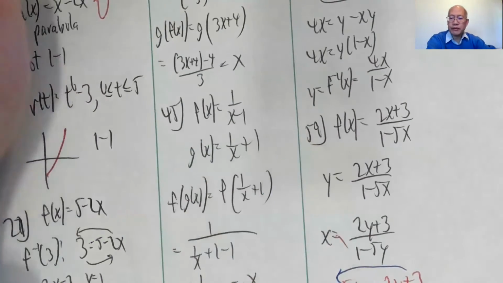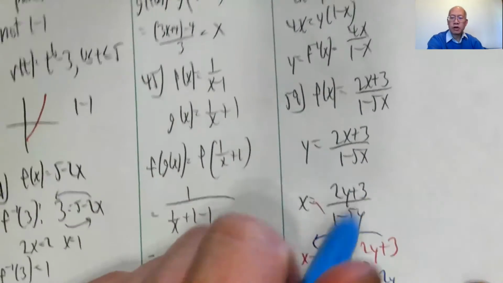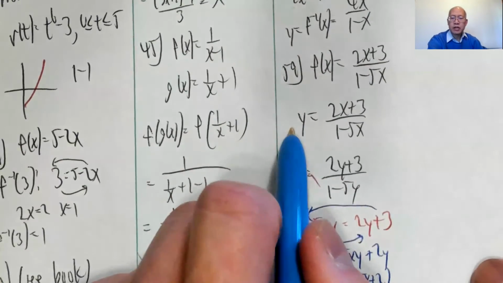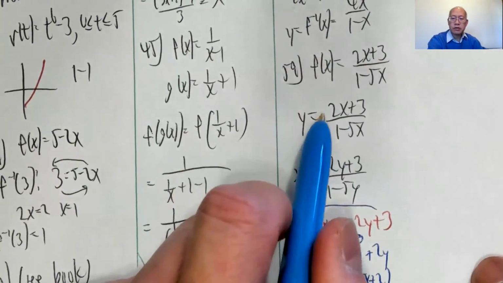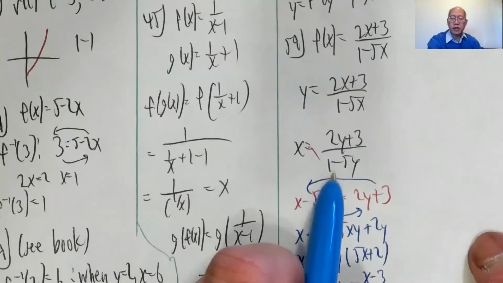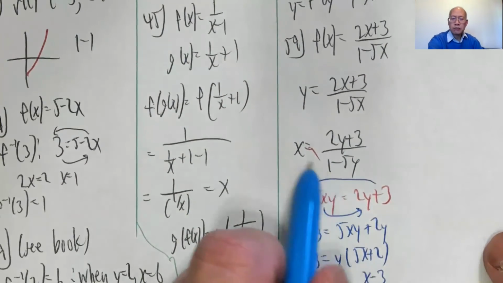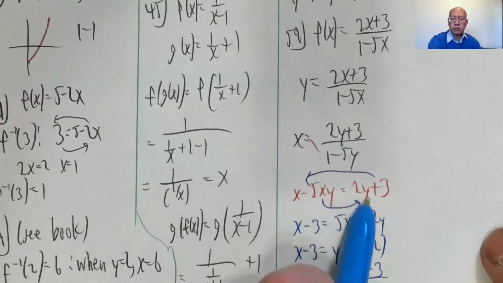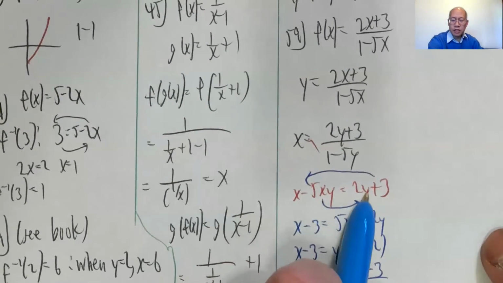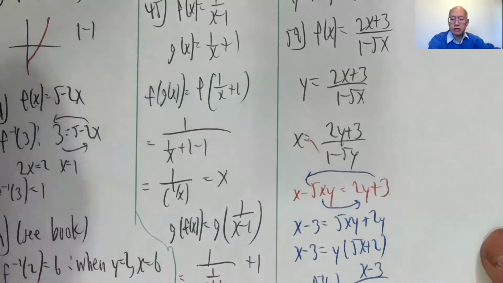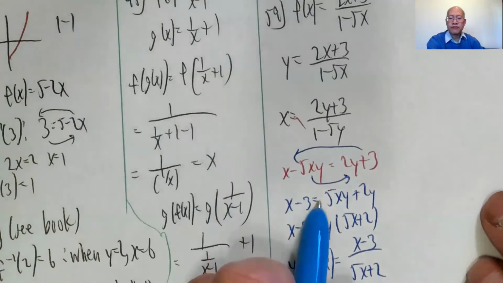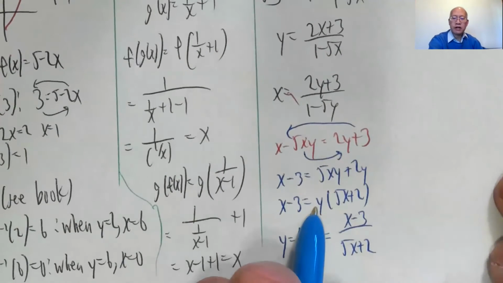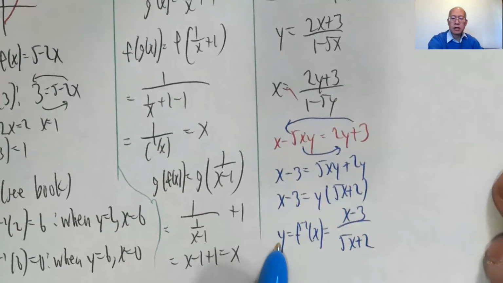59, find the inverse of f of x equals 2x plus 3 over 1 minus 5x. So call it y. Switch x and y. x equals 2y plus 3 over 1 minus 5y. Solve for y. Multiply both sides by 1 minus 5y. x minus 5xy equals 2y plus 3. Move this over here to get the y's on the right side. Subtract the 3. x minus 3 is 5xy plus 2y. Factor out the y and then divide by the factor. So y equals f inverse of x equals x minus 3 over 5x plus 2.